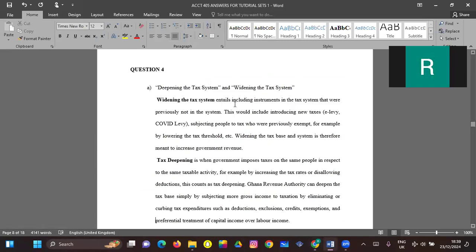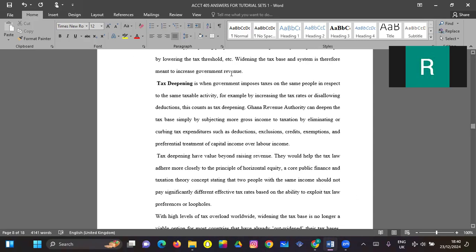So widening the tax system entails including instruments in the tax system that were previously not in the system. So that's what the NPP government was doing. This would include introducing new taxes, for example, e-levy, COVID-19 levy, and the likes, right? Subjecting people to tax who were previously exempt, for example, by lowering the tax threshold, etc. Widening the tax base and system is therefore meant to increase government revenue.